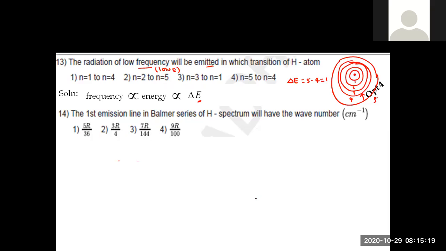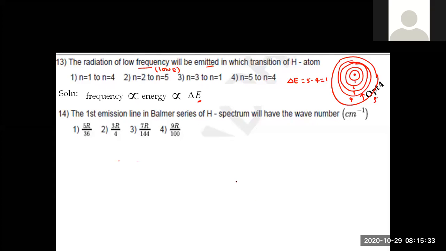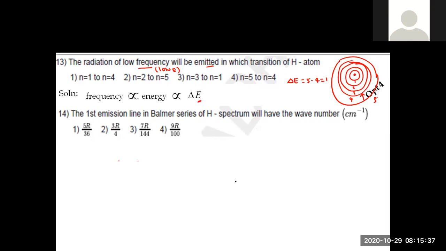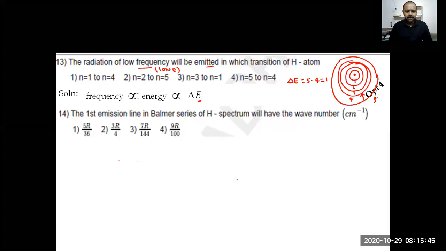N1 is 2. When n2 is equal to 3, it is the H alpha line. When n2 is 4, it is H beta. 5, H gamma. 6, H delta, like that I told you. Sir, option 1. Shashank, you were muted. Then tell me, what is the correct answer? Sir, first option.